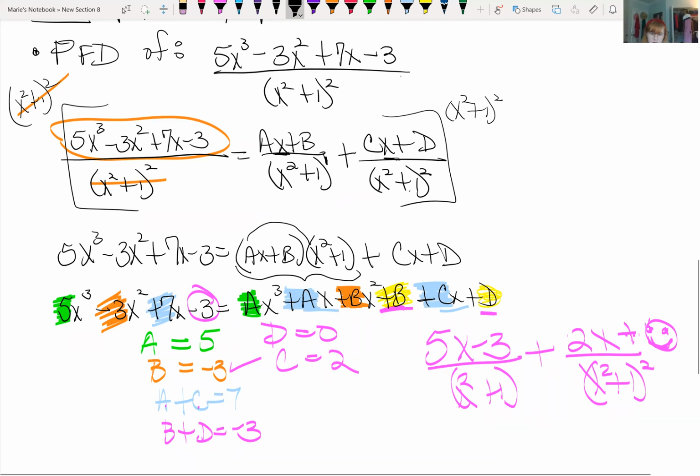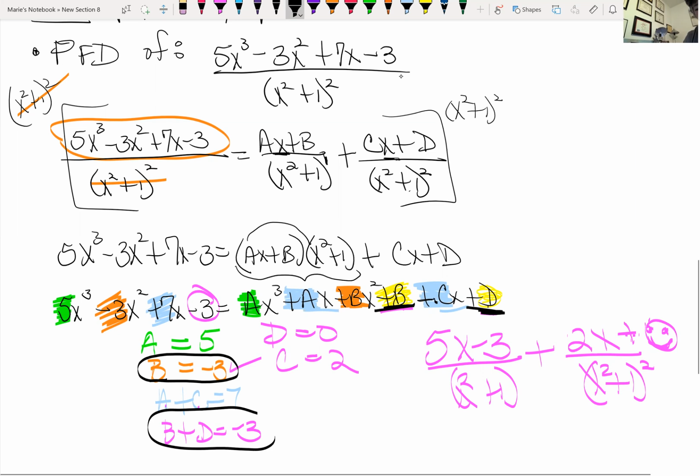Could you explain the b plus d again? Oh, right here. Okay, so we already know that b is negative 3, right? b is a constant, d is a constant. So b plus d as a constant is going to equal our negative 3. I already know that b is negative 3. So negative 3 plus what d is equal to negative 3? d has to be equal to 0.